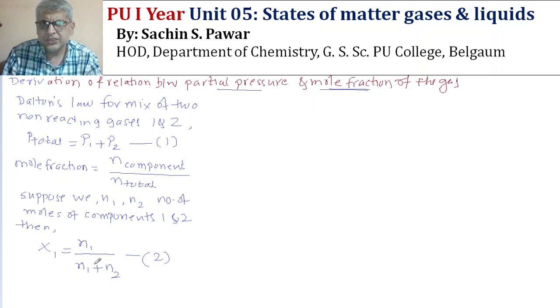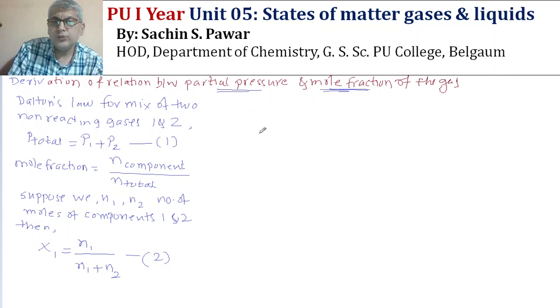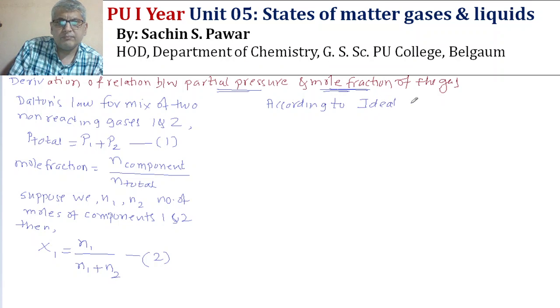Now I have an equation where we have the mole fraction term, and an equation where the partial pressure term is there. Now I need to correlate these terms. To correlate, I need to use one more equation here, because X and P are related by the number of moles. Therefore I need to use an equation where the number of moles is present, and that is the ideal gas equation. So according to the ideal gas equation, that is PV is equal to nRT.